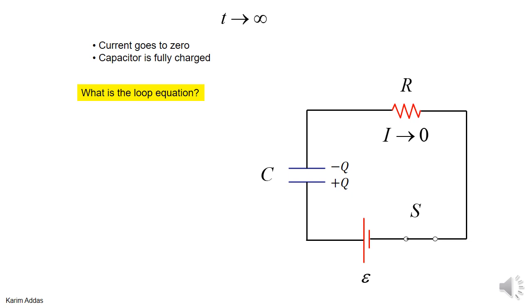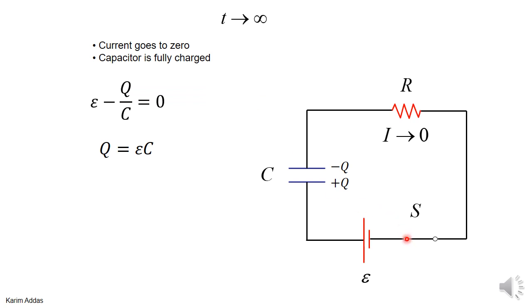Okay, what about when you wait for a very long time? Time goes to infinity. Well, when time goes to infinity, the maximum charge will have accumulated on the capacitor plates. This will be minus big Q and plus big Q. And the current in the circuit will go to 0. And everything will just stop. And that will be the final situation where you have the capacitor fully charged and the current goes to 0. What is the loop equation at this point in time?